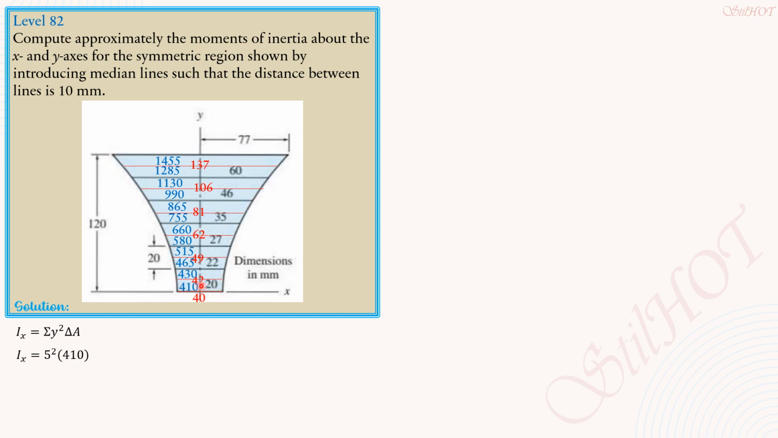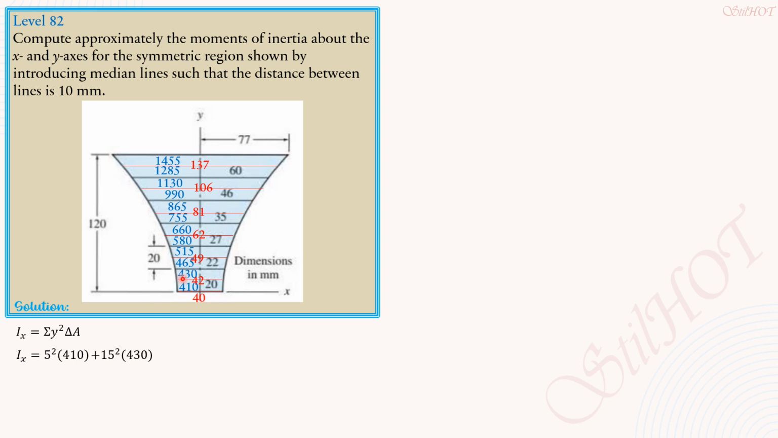So Ix is, again, the distance of the first lowermost rectangle. The distance of each centroid from the x-axis is 5 mm, half of 10, because this is 10 mm. Then the area is 410. For the next area, this 430 here, the distance from the x-axis is 15. So 15 square times area 430, because remember, the differential moment of inertia is distance square times differential area when the strip is parallel to the axis. So distance square times differential area. So plus 15 square times 430.